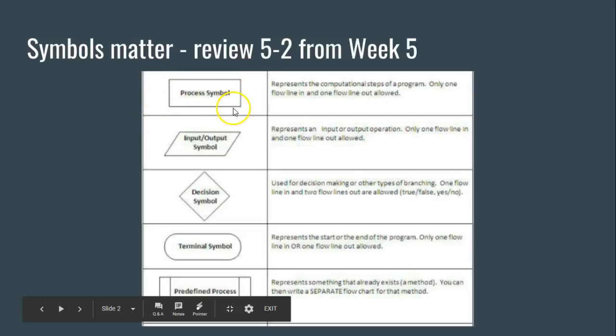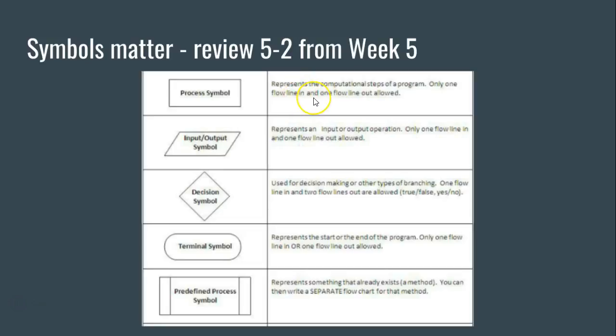So the process symbol here shows only one line in and one line out, and that's when there's computation happening. Anything that's happening inside that the user doesn't see at all goes in the rectangle. The parallelogram, or quadrilateral, I don't really know the shape name, is an input or output operation. One line in and one line goes out. So anytime I ask you a question, like what's your name, that would go inside this. Anytime I print something, it's going to go inside this symbol. So this has to have something that the user sees. If the user doesn't see it, then don't put it in this symbol.